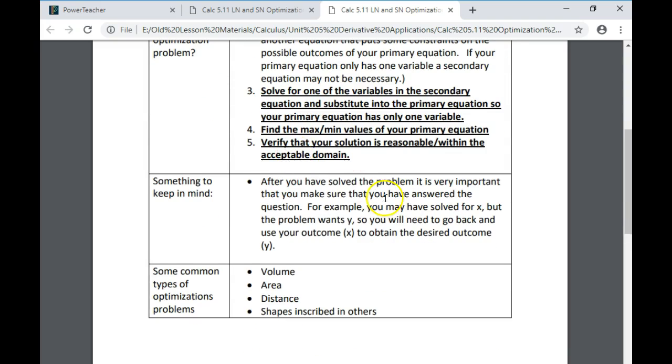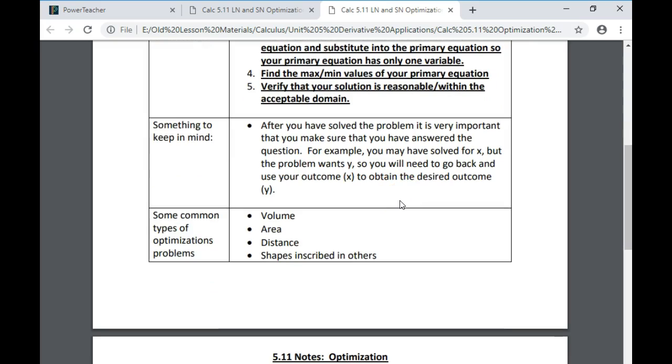Another thing you want to make sure is that you're answering the question they're asking for. It's one thing if I ask you what's the maximum area. It's another thing if I'm asking you what side lengths of this fencing he's asking for, right? So they're different questions. You've got to read that carefully. Some common types of problems involve area, volume, distance, and shapes inside of other shapes. Those are really common types of questions.